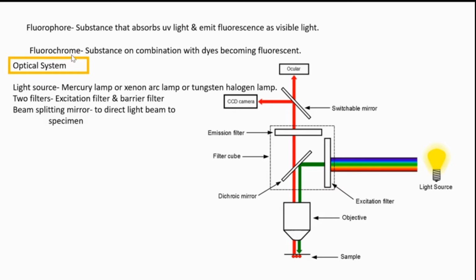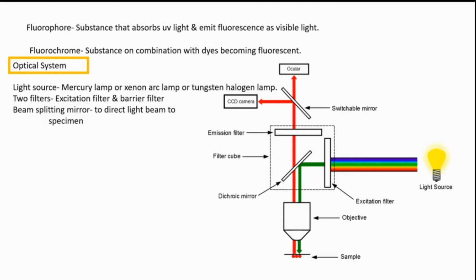Then what is fluorochrome? Fluorochrome means they cannot by themselves produce any fluorescence after absorbing UV light. They can produce fluorescence only in combination with some dyes. If we add some dyes to a certain specimen, then only is it capable of absorbing the UV light and producing visible light. With the help of dyes, they act as a fluorophore. Such substances are called fluorochromes. Understand? Did anybody not understand? I will repeat once more.